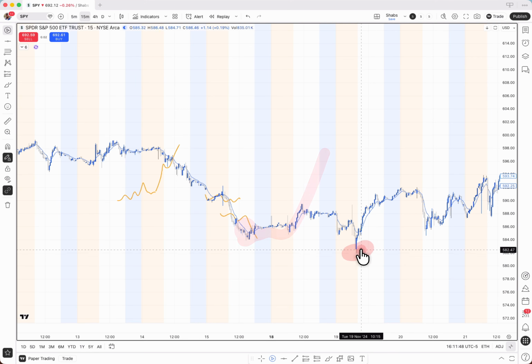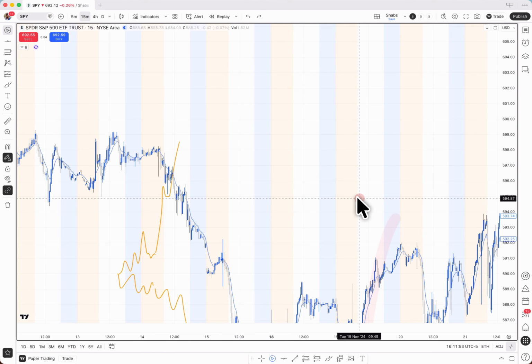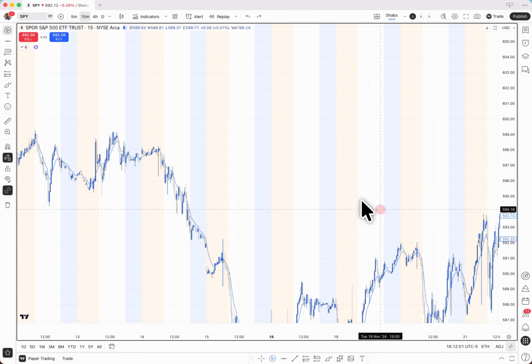And then same thing here. You raided 583, undercut, and ripped higher. So that's how I've been using noodles, or these drawings. They're just a tool for me to draw out the best case scenario and the worst case scenario. And then from there, I just mark out where I think the market might head, right?